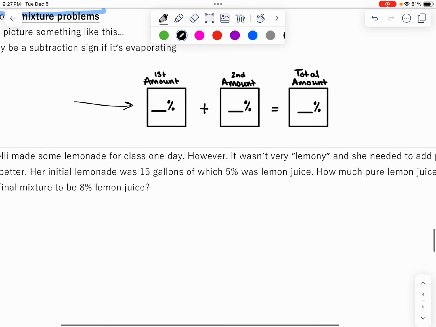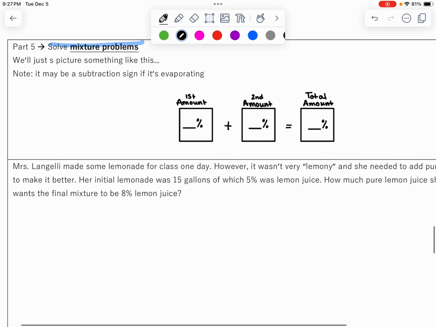Except to say, when you're mixing different chemicals or percentages, please use this picture. If you're evaporating, your sign might be minus because you'll be taking something away.